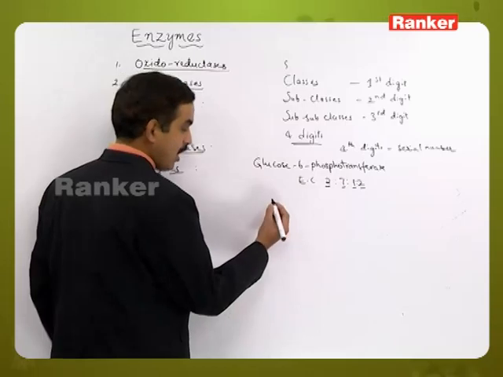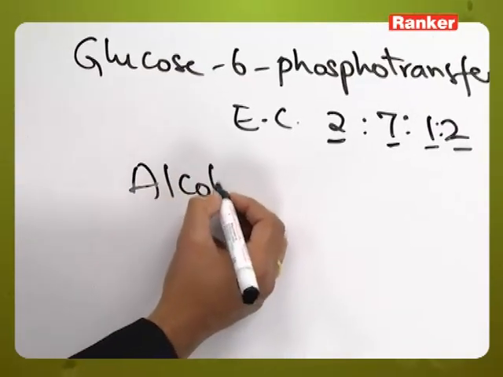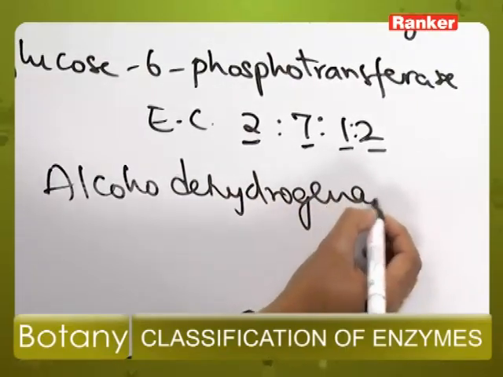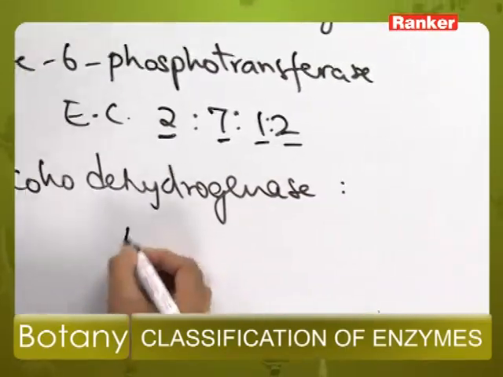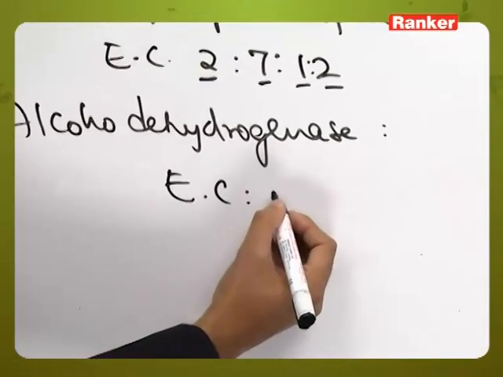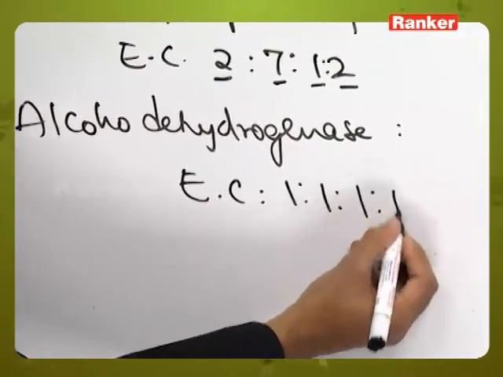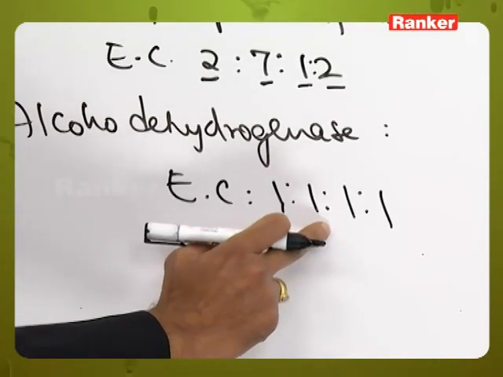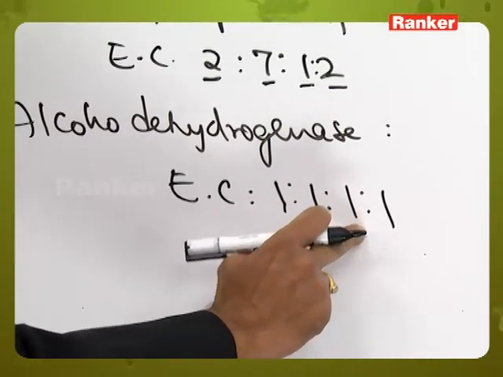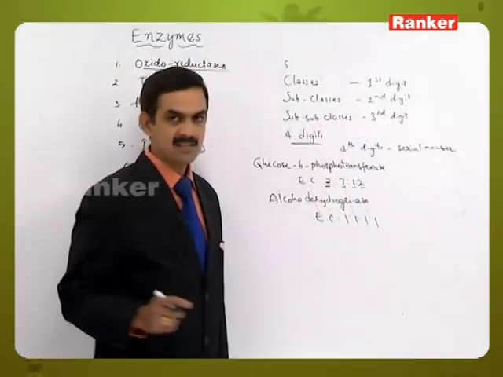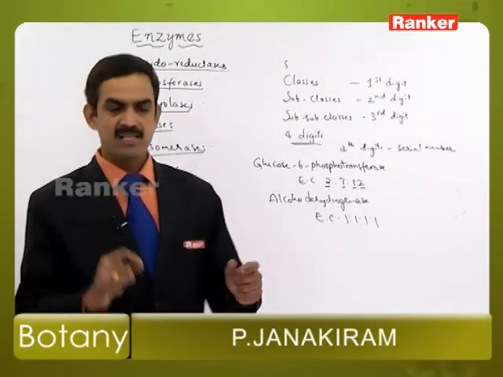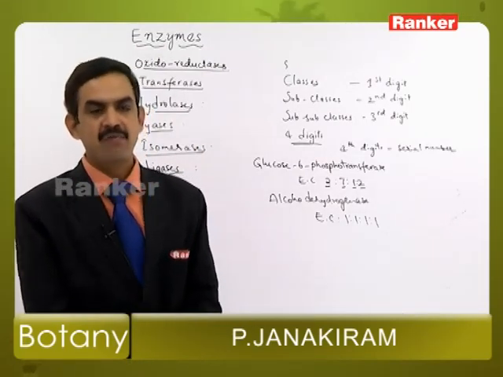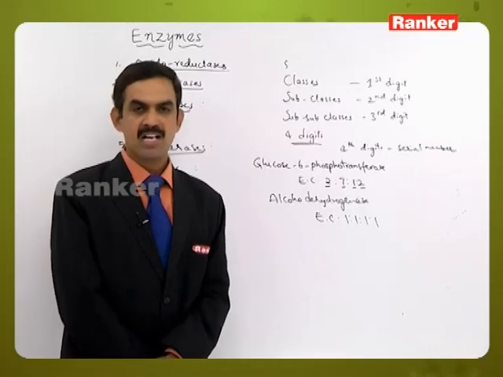So likewise, alcohol dehydrogenase is there. This enzyme has been given the enzyme code as 1.1.1.1. So that is the first class. In that class it belongs to the first subclass, and in that subclass it is the first enzyme. So likewise, every enzyme will be given a particular enzyme code. Based on that we can identify the enzyme related to its number.